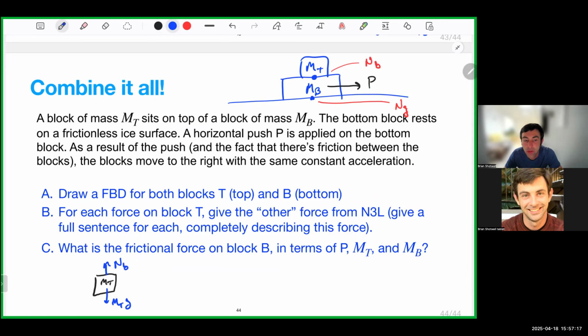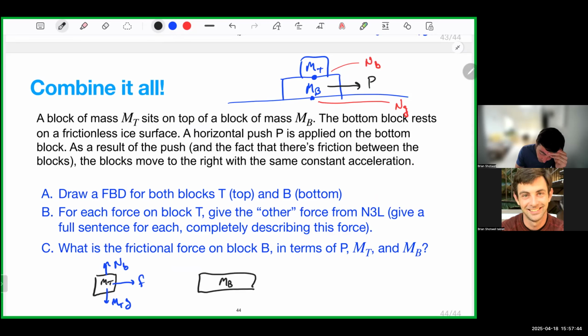And so we're pushing horizontally to the right on the bottom block, but the top block accelerates to the right, so it also has a force to the right. The reason for that, we're told, is the frictional force between the bottom block and the top block. So there's a frictional force, lowercase f, which is the symbol we use for friction here.